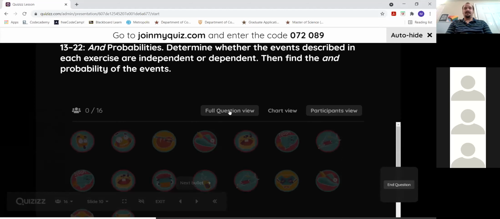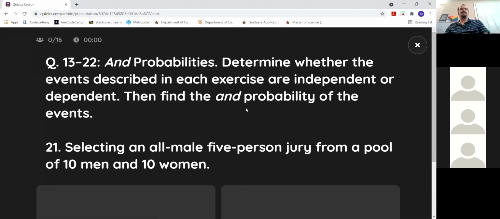And probabilities is what we're still doing. Is this a dependent, independent one? So I think we're answering independent, dependent first. Selecting an all-male 5-person jury from a pool of 10 men and 10 women.